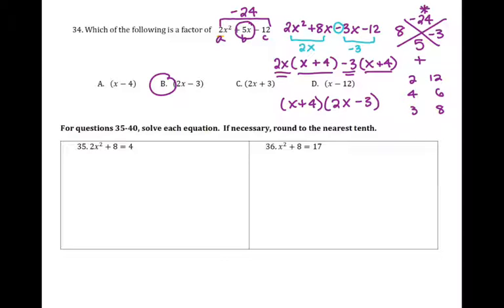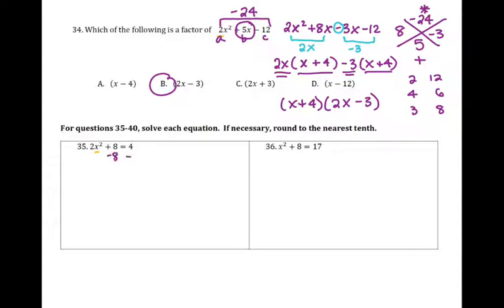All right, the next portion of Unit 6 is solving quadratic equations. So solve each equation, if necessary, round to the nearest tenth. So if I look at 35, I have 2x squared plus 8 equals 4. I notice right off the bat that I only have an x squared here. I don't have any x terms or anything like that. So I'm just going to solve this like I normally would solve an equation.